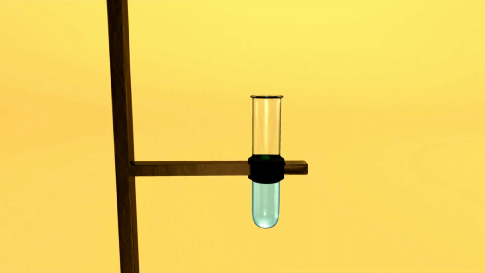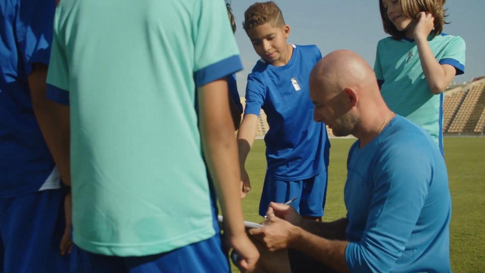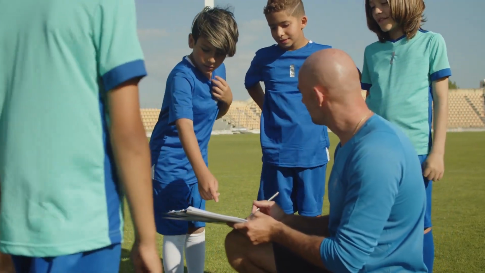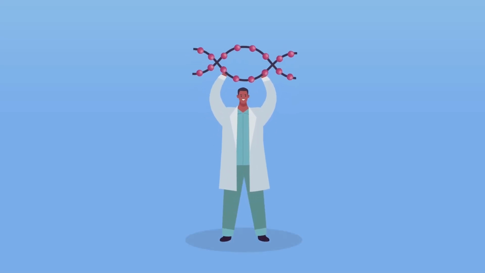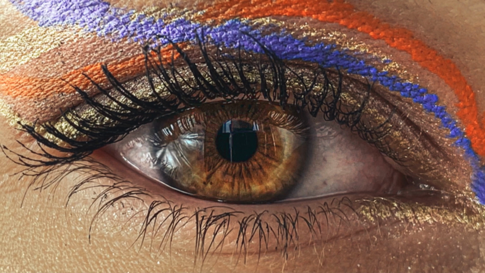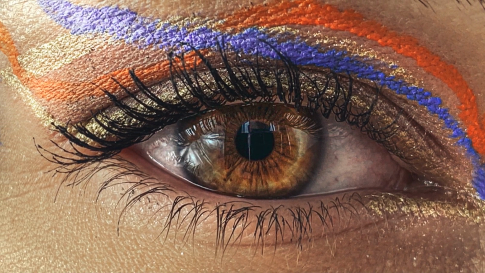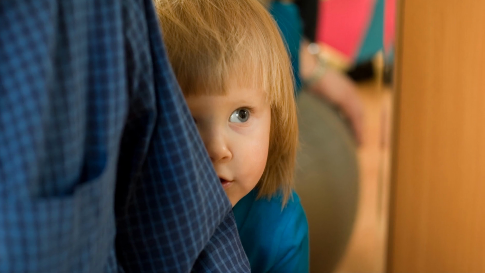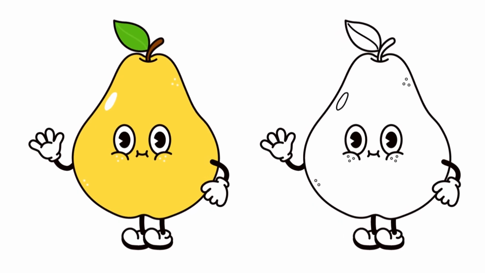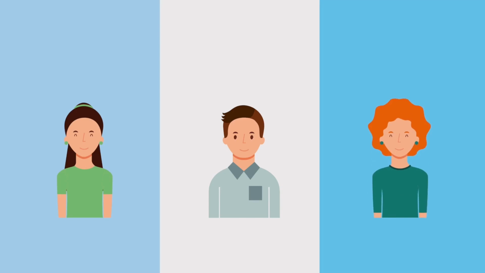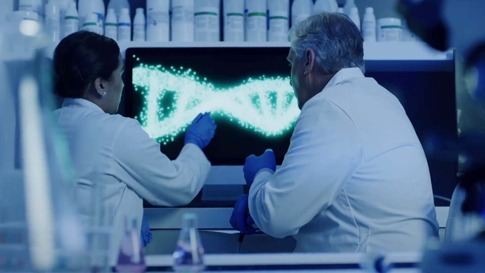Alleles can be dominant or recessive. Dominant alleles are like the captain of the team. They call the shots, even if there's only one of them. We use capital letters for dominant alleles, like capital B for brown eyes. Recessive alleles are a bit more shy. They only get a say if there are two of them. We use lowercase letters for recessive alleles, like lowercase b for blue eyes. This mix of dominant and recessive alleles makes everyone look different.